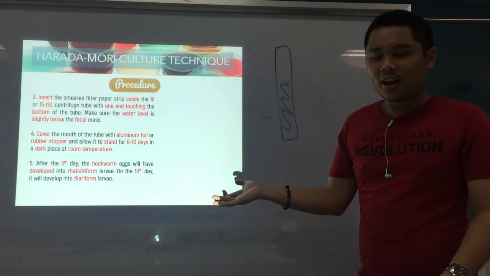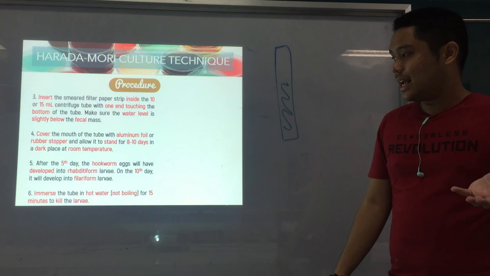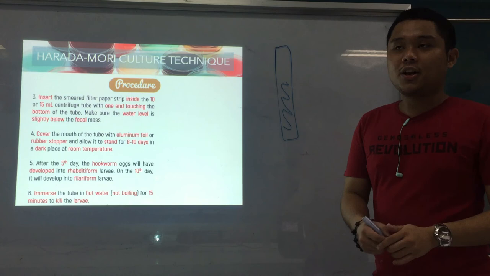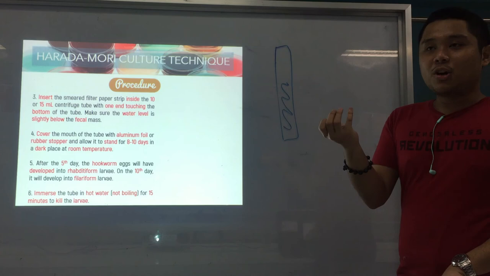Okay? Alright. And we immerse the tube in hot water after 10 days, I think, for 15 minutes to kill the larvae. So we need to immerse it in hot water, not boiling, to kill the larva that could have been present in your sample or in the filter paper.